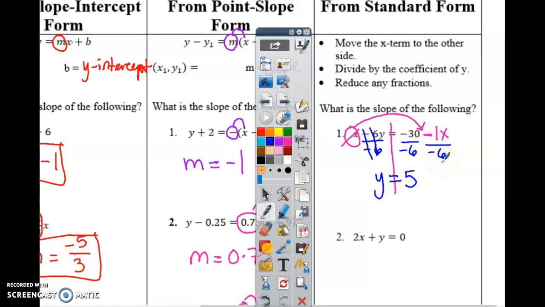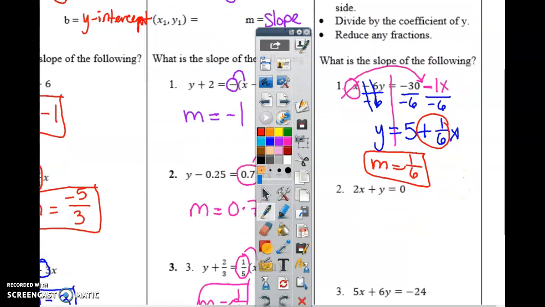Desmos. +1/6. Don't forget to hit the fraction button. 1/6x. Okay, so what's my slope? Which one's my slope now? 1 over 6. M equals 1 over 6. Okay, so if it's like this, it's not ready. If it's like this, it is ready.